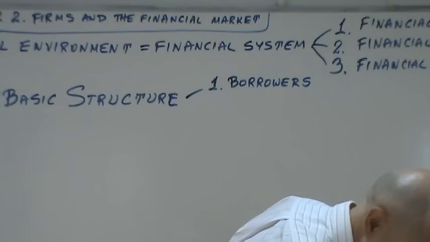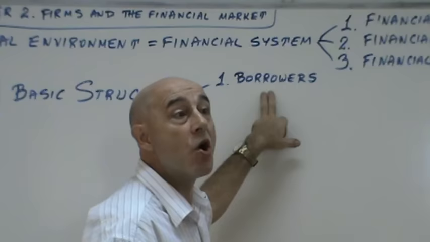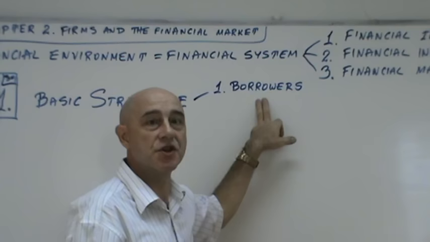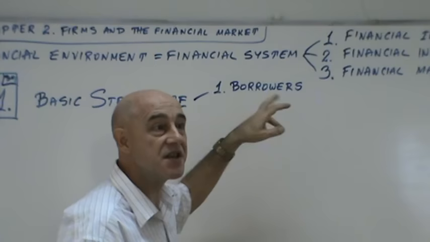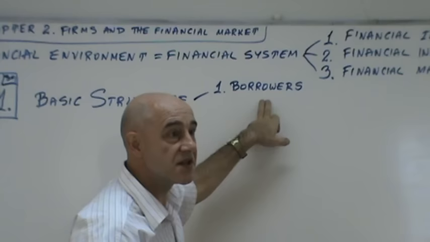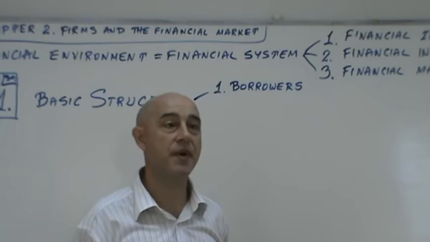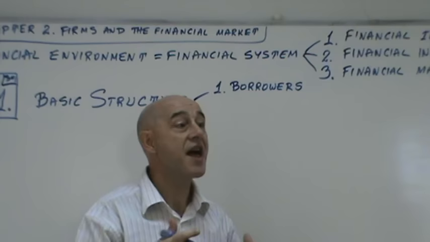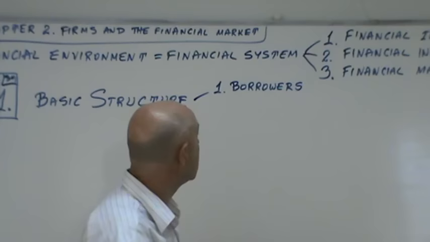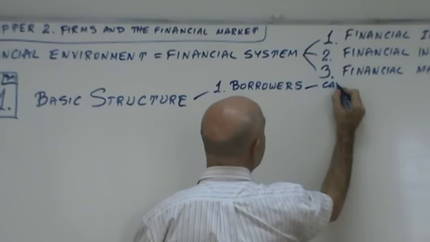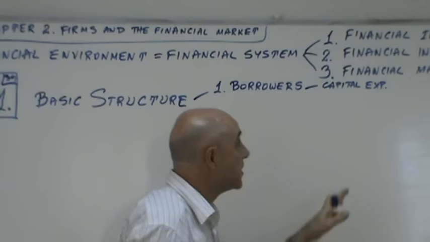Borrowers borrow money to finance purchases. The purchases will be one of two kinds, specifically for businesses. Now I'm talking about businesses. Businesses will borrow money for capital expenditures. I explained last time, capital expenditure is basically machines, equipment, and other long-term capital. It's called capital expenditures. These are the long-term assets. That's what businesses borrow money for.